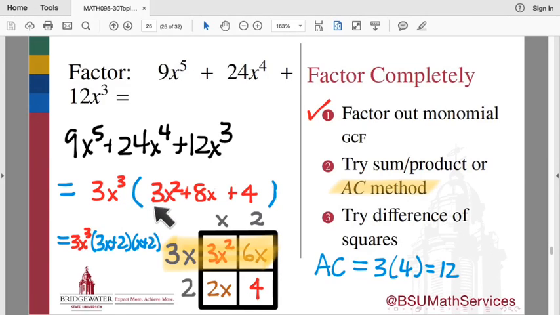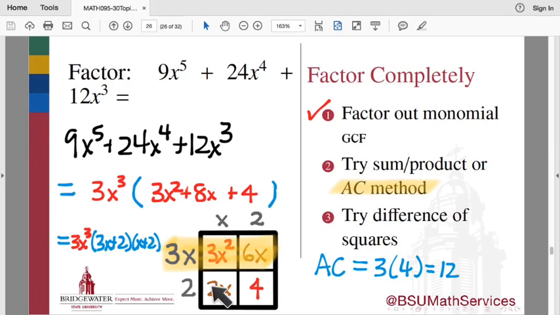But then once that greatest common factor is brought out, there might still be more work to do. And that's where you plug in some of the more challenging techniques that we learned this semester, the most challenging of which is the AC method that we just talked about, where the first thing we did is multiply the A and the C coefficients, 3 times 4 to give me 12, and then look for a pair of numbers which multiply together to give me 12, but also add together to give me 8. And the answer to that was 6 and 2.